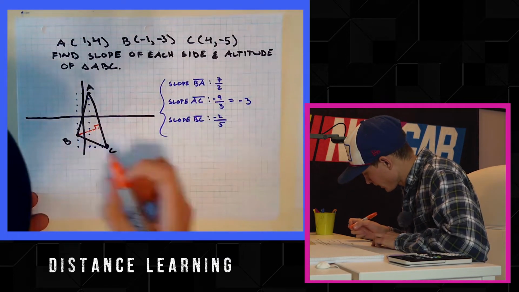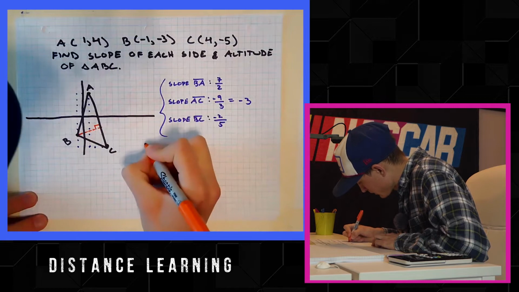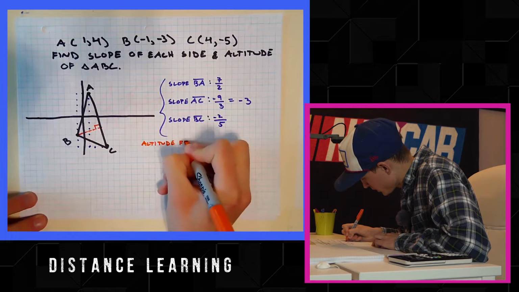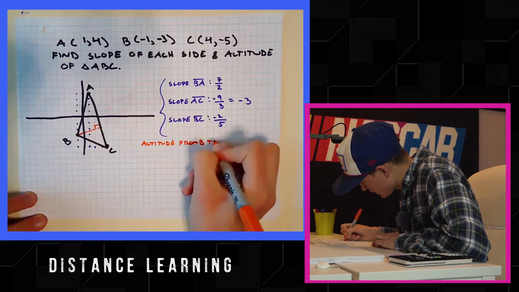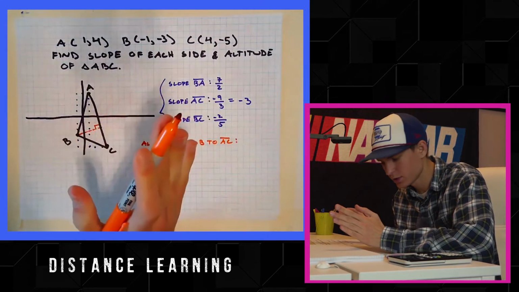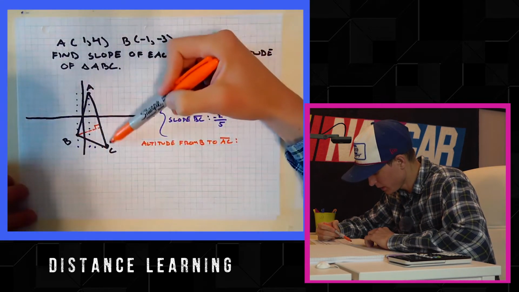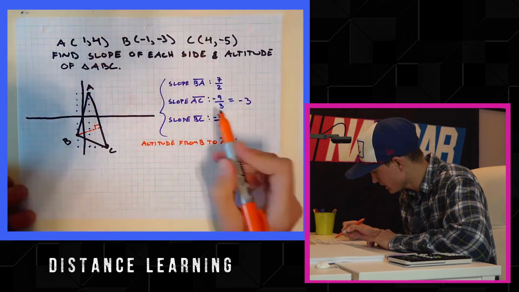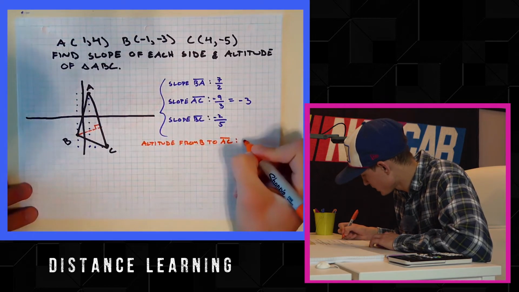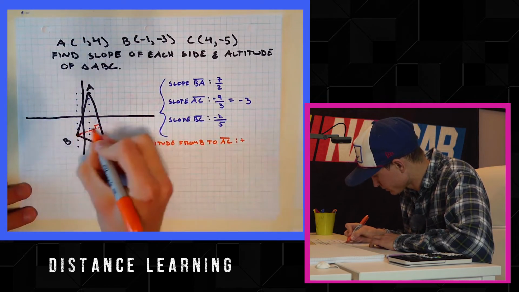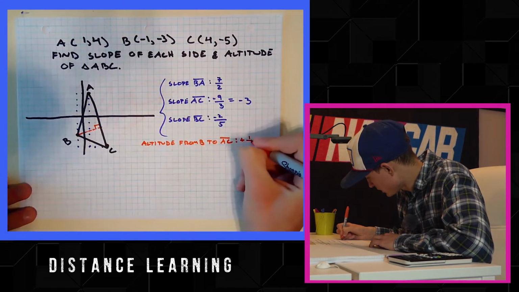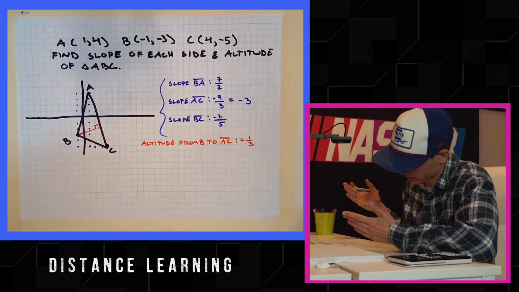So, the altitude from B to AC, right? The only thing you care about is the slope. So if I have to be perpendicular to AC, and AC has a slope of -3, the perpendicular slope, negative reciprocal, has to be positive, and the reciprocal of -3 is 1/3. Boom. Not bad.